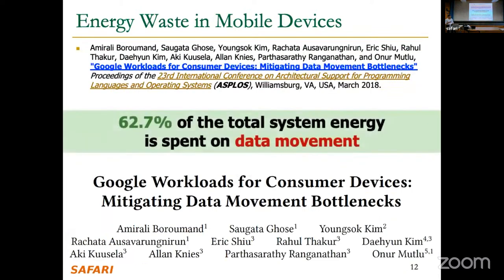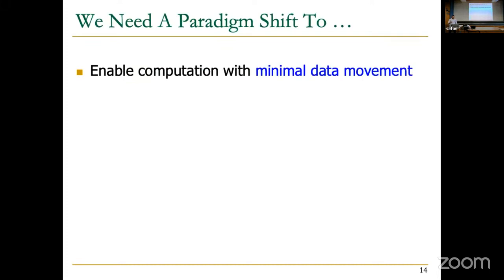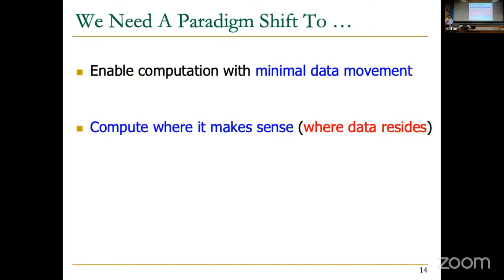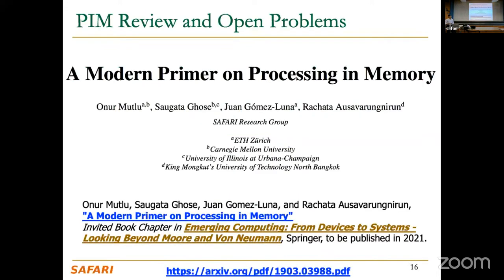All of this we showed in previous lectures. Also, this is a study that we did with mobile applications, also Google workloads, that shows that 60% of the energy is spent only on this data movement. So we need to revise this approach of doing computation. We need to revise the way that we are doing computation today if we want to mitigate those energy and performance problems. And this actually requires a paradigm shift. We need to enable computation with minimal data movement and do the computation where the data is currently located. And this leads us to the processing-in-memory solution.